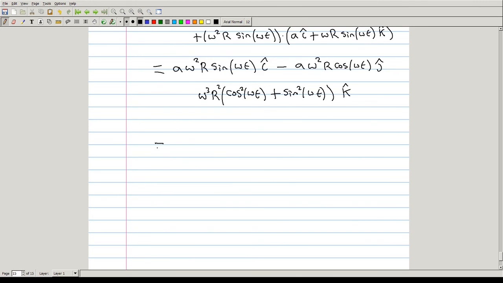Or it's exactly equal to a times omega squared r sine of omega t, negative a omega squared times r cosine of omega t. And because this is equal to 1, the third component here is just omega cubed times r squared.